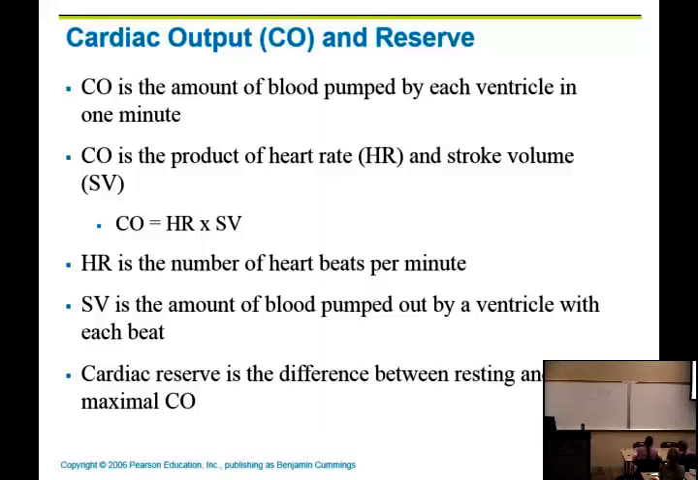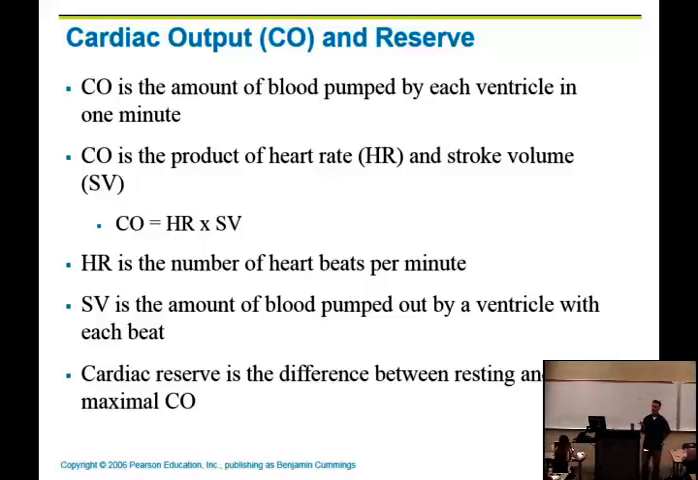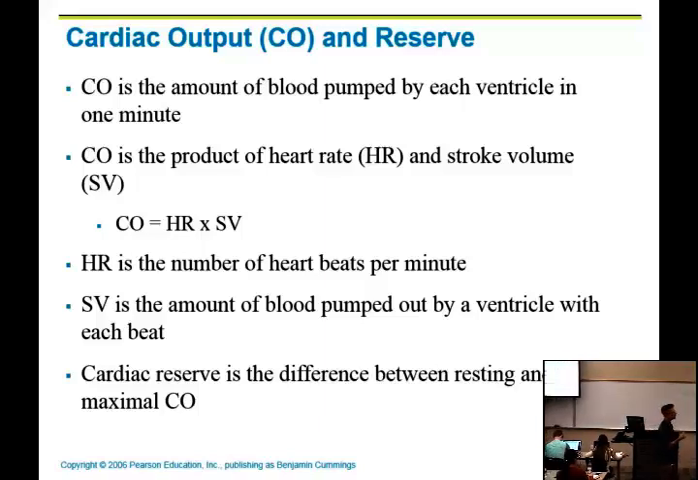Okay? This is not chemistry class. This is not carbon monoxide. Okay? CO, when we're referring to the cardiovascular system, is cardiac output. It's our calculation of how well this heart is doing its job in terms of putting blood to the body or putting it to the lungs.